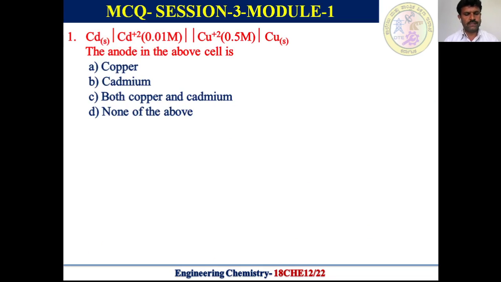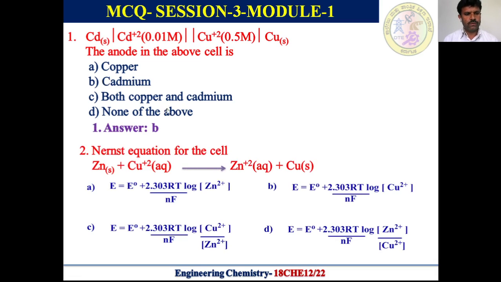Let's see some multiple choice questions covered in this session. Question number 1: Cd bar Cd2+ of 0.01 molar, salt bridge, Cu2+ of 0.5 molar bar Cu. The anode in the above cell is? According to the cell representation conventions, the anode is always written at the left side, hence the answer is option B, cadmium.